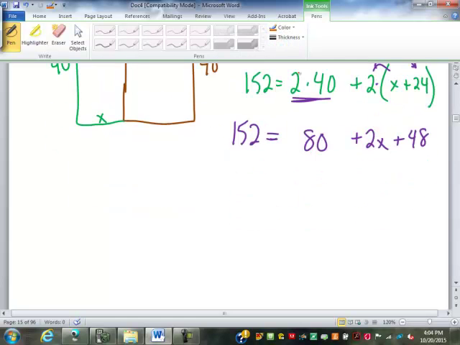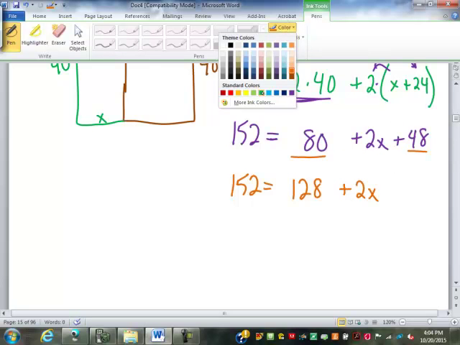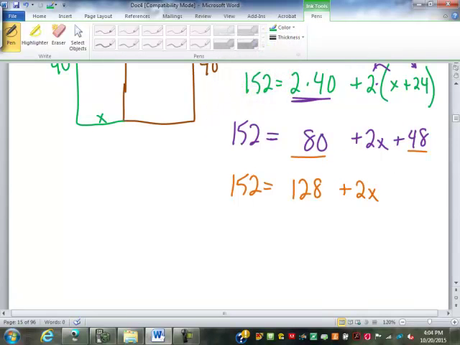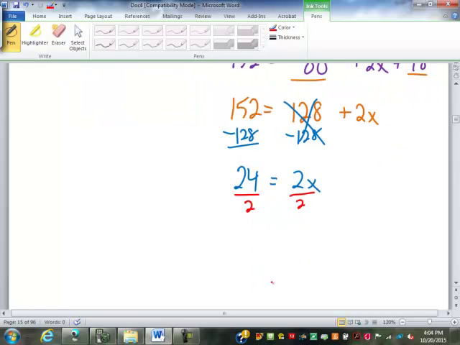Now what? Well, we can combine the 80 and the 48 to make 128 plus 2X. And then subtract 128, which gives us 24 equals 2X. And then divide by 2. 12 equals X. So we're all done, right? Say no.